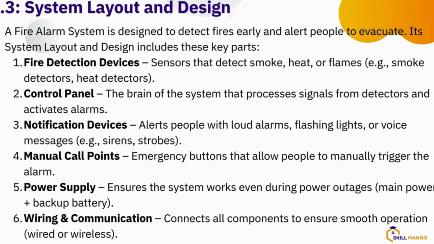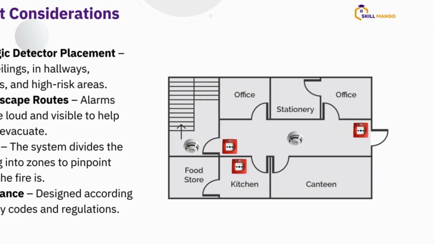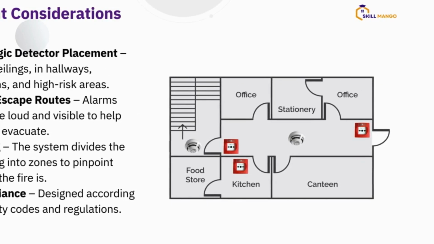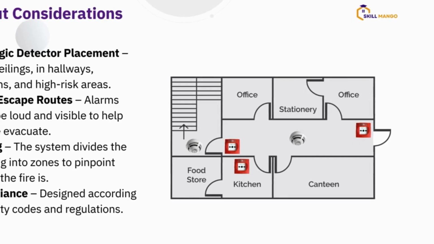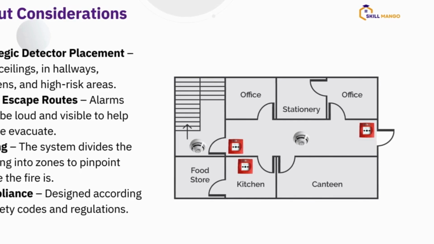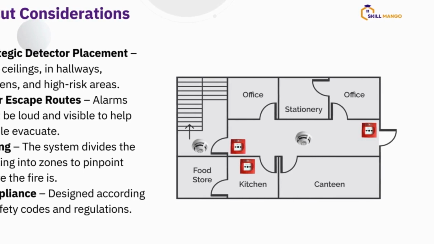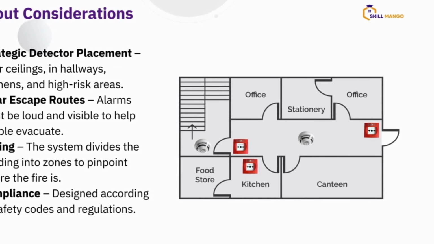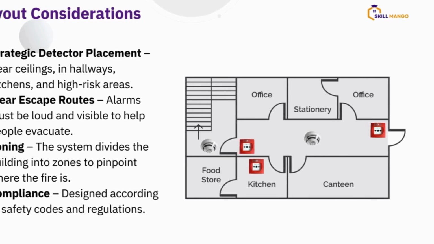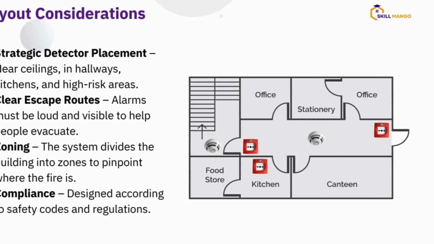Okay. All right. So let's look at the other layout considerations. You have to look at strategic detector placement. You have to position the detector near the ceiling, near the hallway, in the kitchen, high risk areas, the areas that I think fire will likely break out from. Like I said, from the DB point, electrical points in the house, the AC, a clustered point where you have multiple wires, the stores.